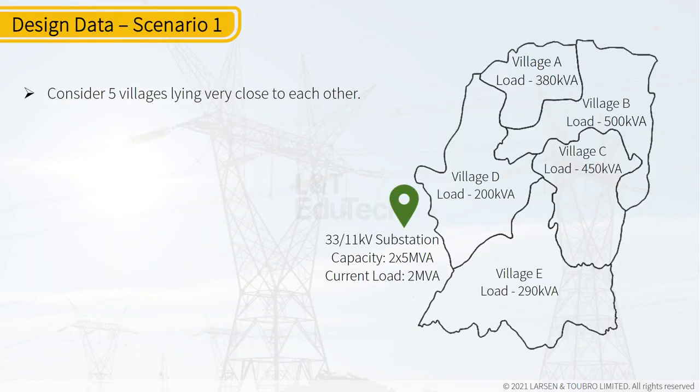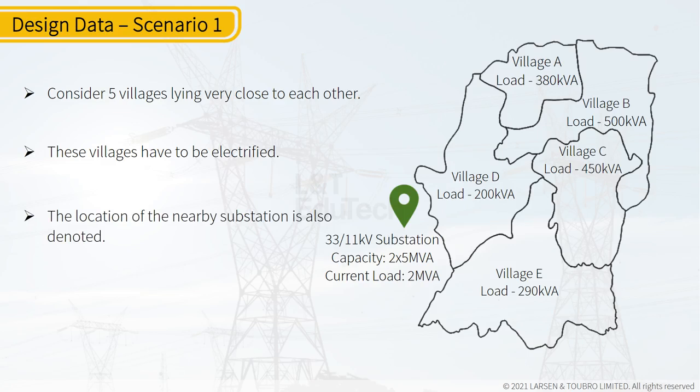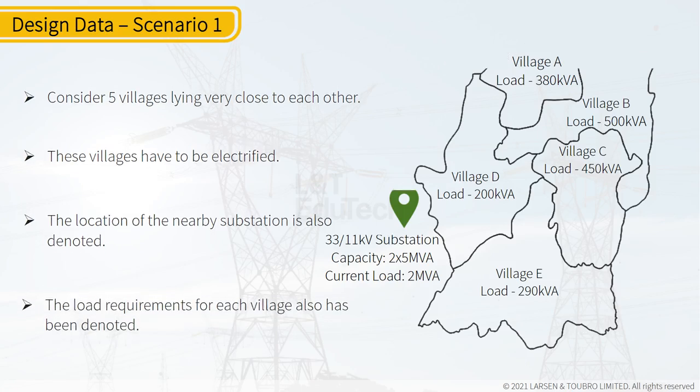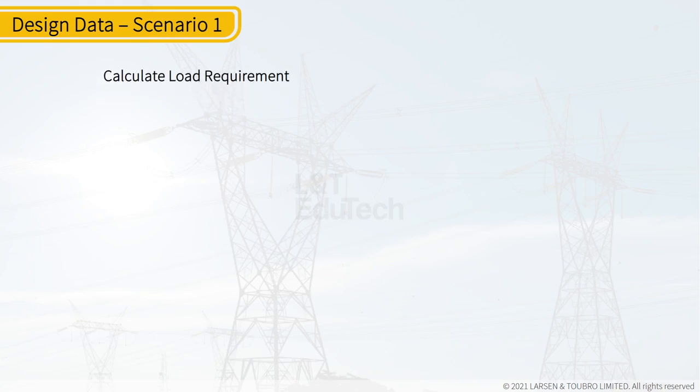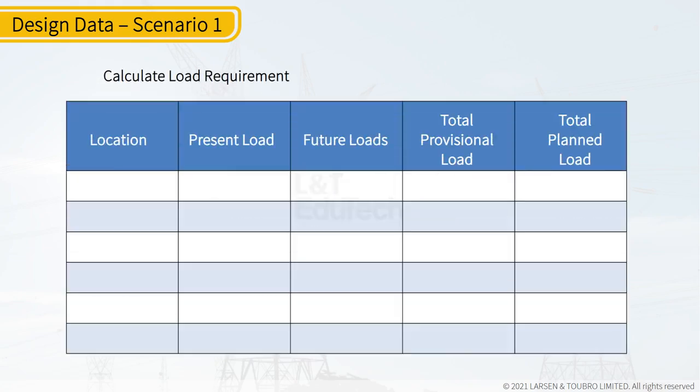Let us consider 5 villages lying very close to each other as shown on the screen. These villages have to be electrified. The location of the nearby substation is also denoted and the load requirements for each village have also been denoted. Now let's calculate the load requirement for each village.